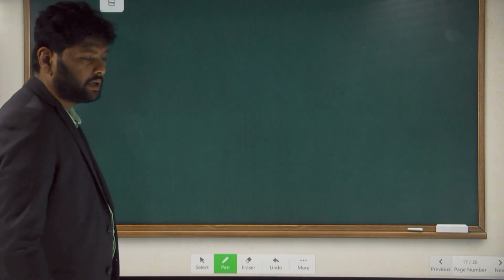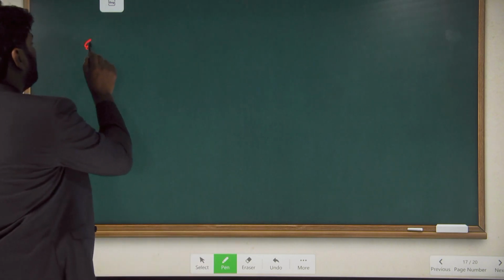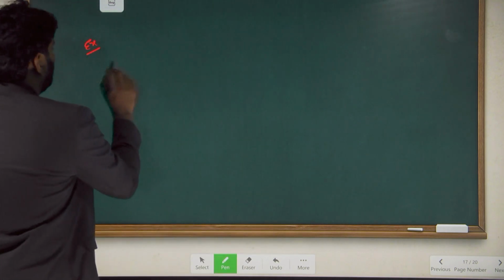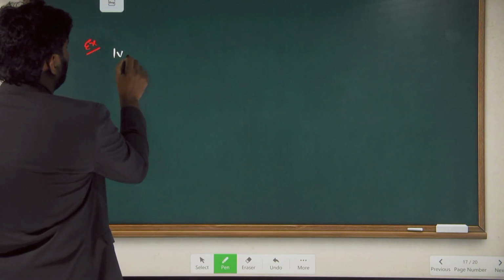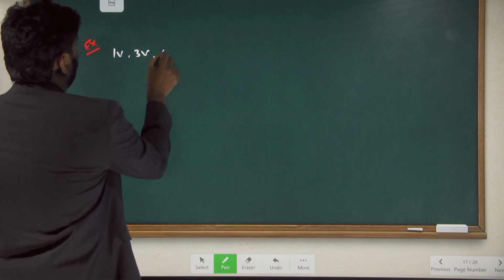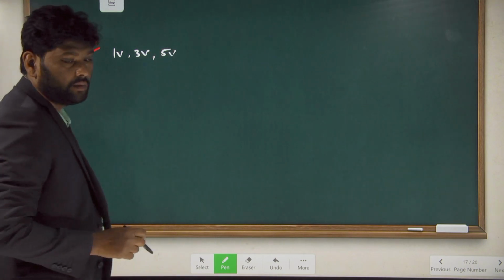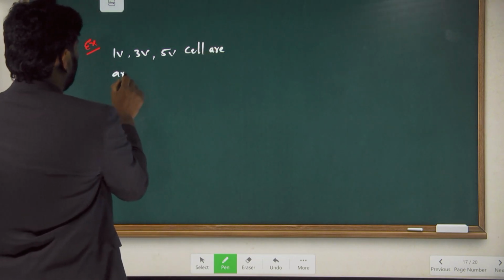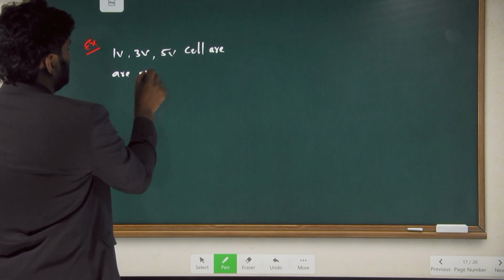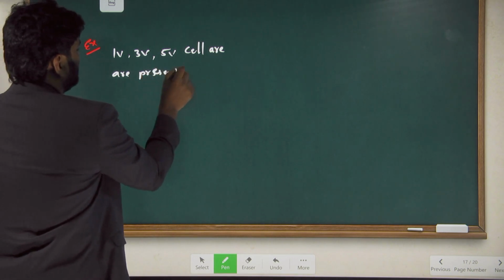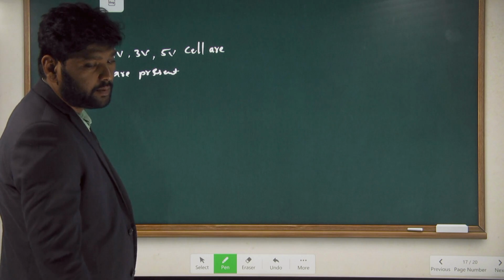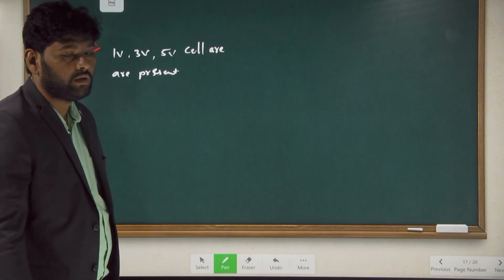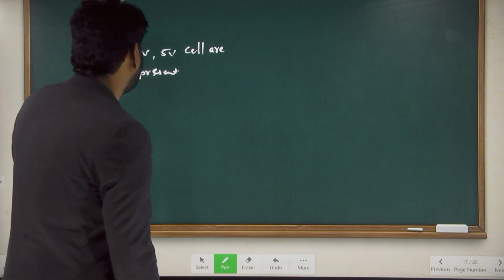Now next, let me take some examples of series connection and parallel connection. Example number 1. Here I have 3 cells present. What is the voltage of these 3 cells? 1 volt, 3 volt and 5 volt.